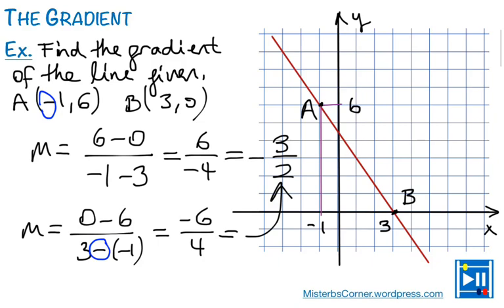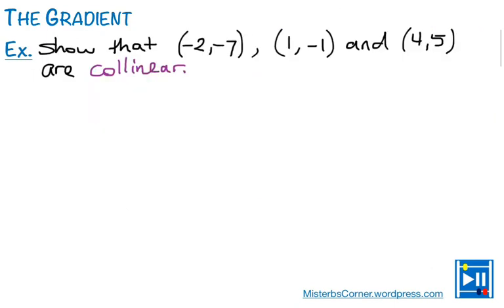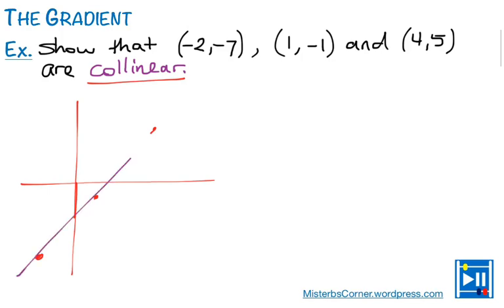Right. Another example. In this example it says show that these 3 points are collinear. First of all, collinear means being on the same line. So basically we are asked to show whether these points, well, (-2, -7) will be somewhere here, (1, -1) will be somewhere here, and (4, 5) will be somewhere here. We are asked to find whether they lie on the same line or not.